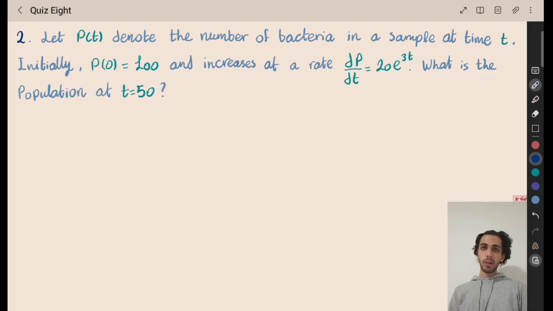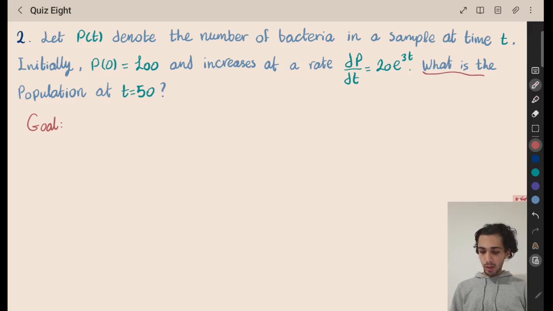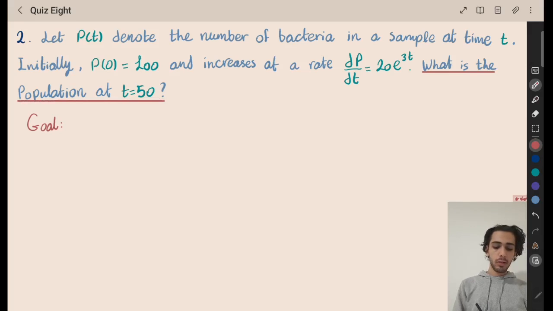But I tell you this beforehand. If I don't know what the differential equation is and I don't know what's going on, then I would just read the problem and try to see what I'm looking to find. So what is the goal here? Take a moment to think about it, see what we want to find. For me, it is clear. We're looking to find the population at t is equal to 50.